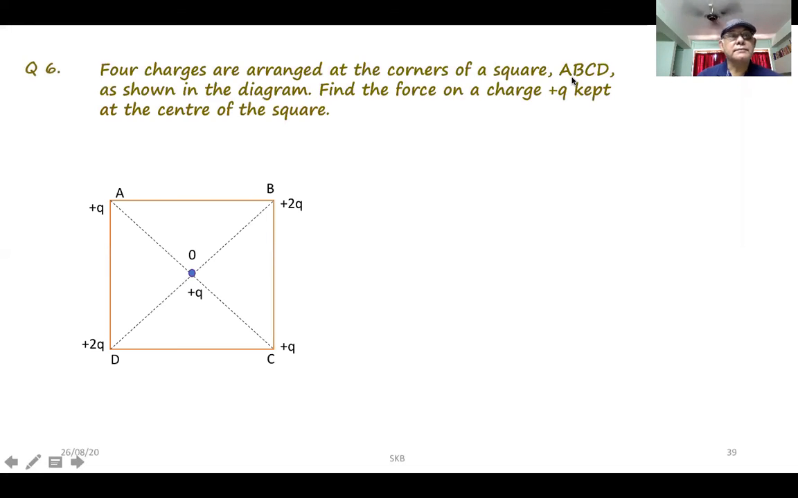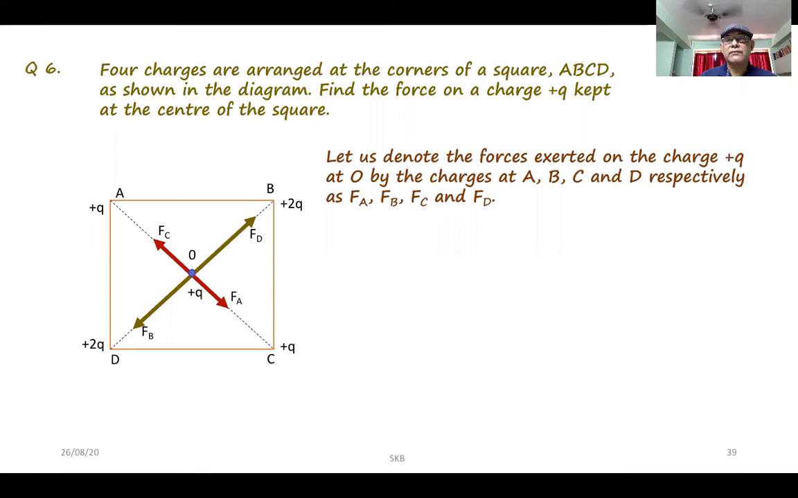Number 6. 4 charges are arranged at the corners of a square ABCD as shown in the diagram. Find the force on a charge plus Q kept at the center of the square. Let us denote the forces exerted on the charge plus Q at O by the charges at A, B, C, and D respectively as FA, FB, FC, and FD.